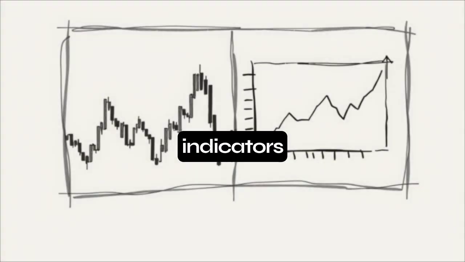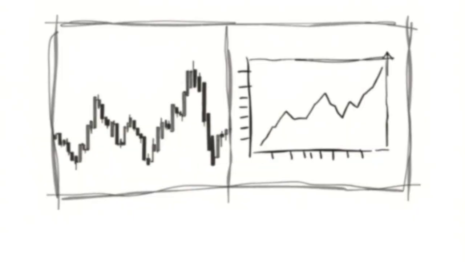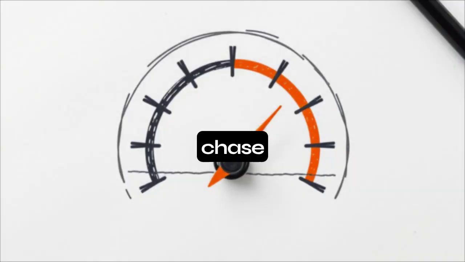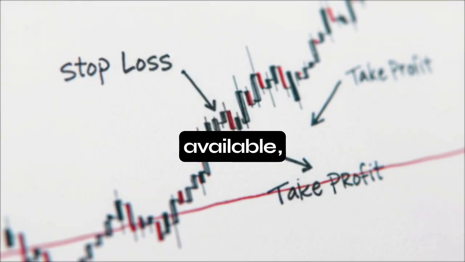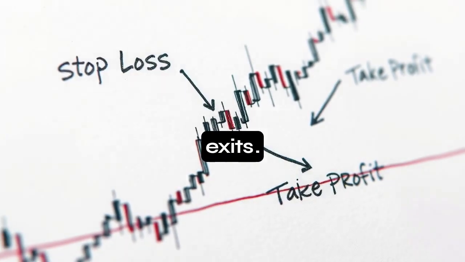Use simple indicators like moving averages or RSI to help time entries and exits. Manage risk, stake a small portion of your balance, and never chase losses. Where available, set stop loss and take profit levels to automate disciplined exits.